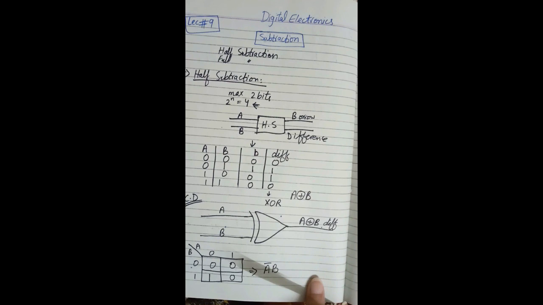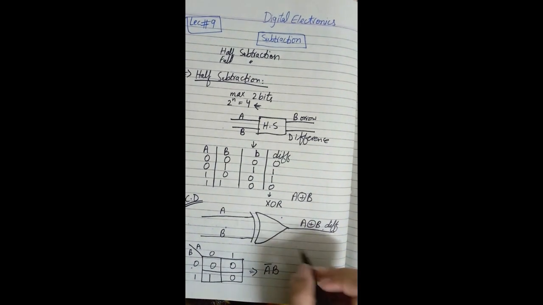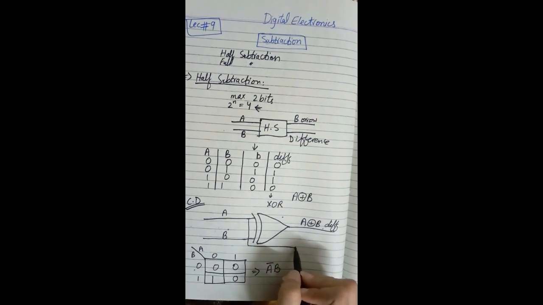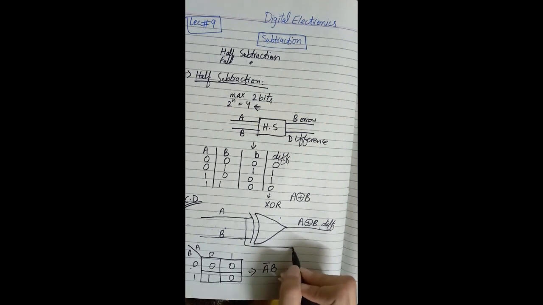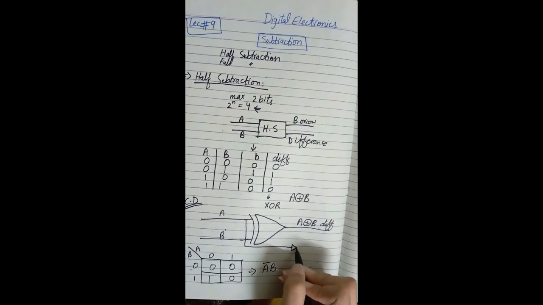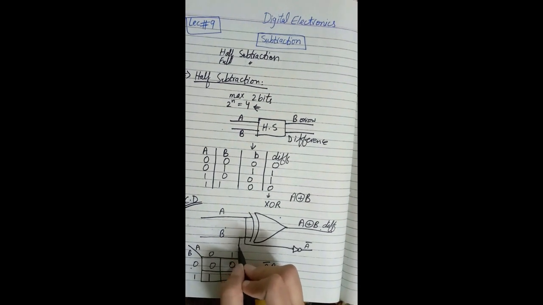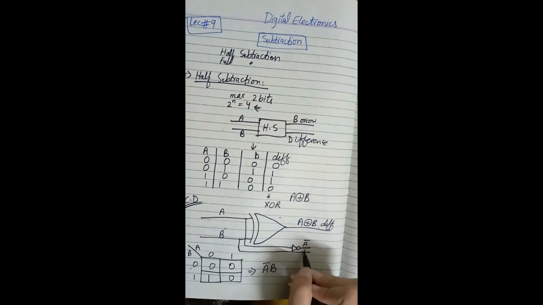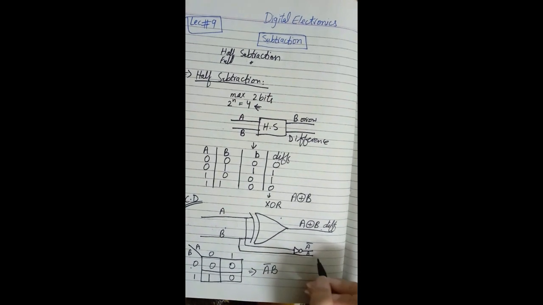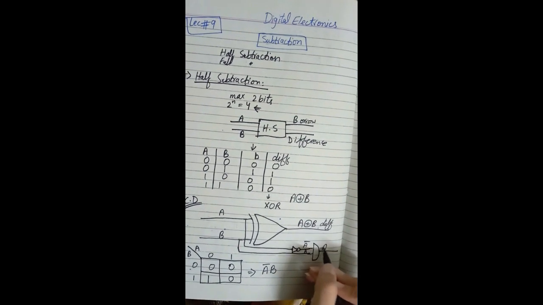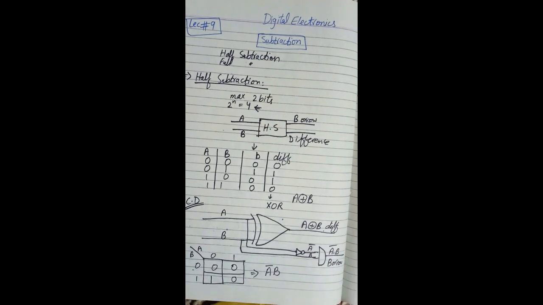So now to draw A bar B, we have A. We will take A bar from it. Our NOT gate will give us A bar. We have B. This is our B, this is A bar, and then we will have an AND gate. That is A bar B. This is our borrow. Now we will do the full subtraction.